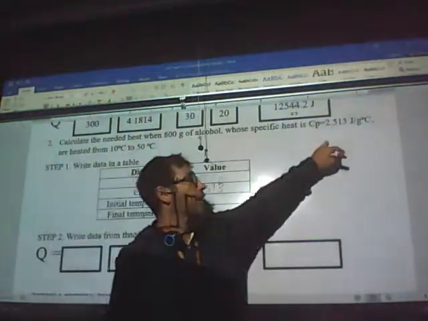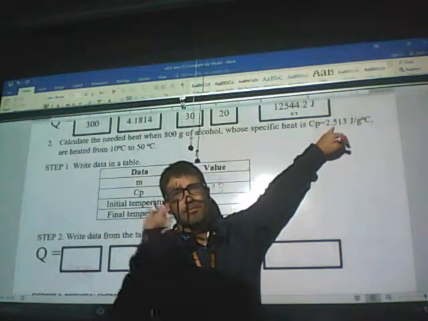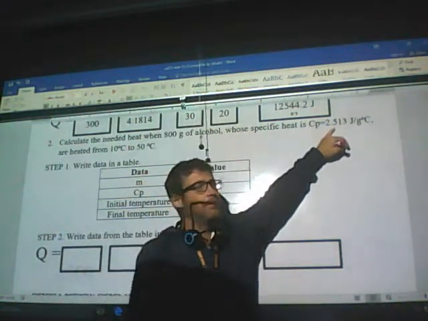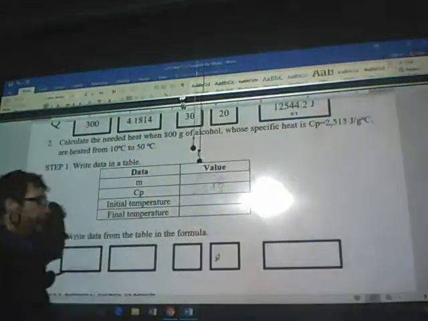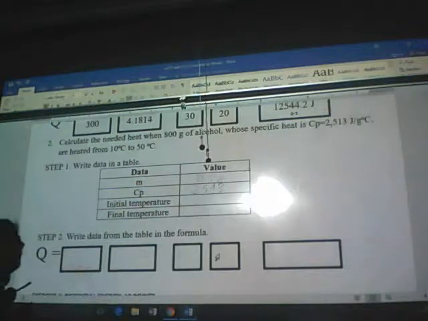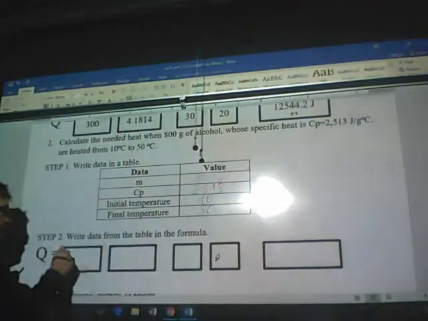Sorry, because I use a dot here to mark the 1,000, you use a comma, so this should be a comma. It's 2,513, okay? Initial temperature 10, 50. The only thing you gotta do is to put it.